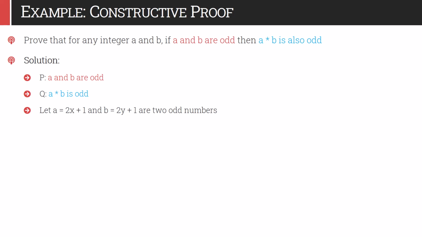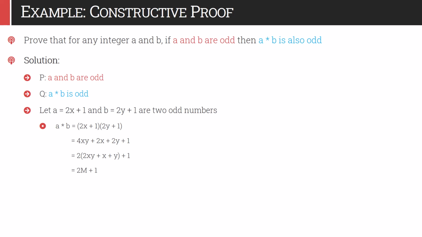To prove the conclusion, we have to multiply both the numbers. So A into B is equal to (2x plus 1) into (2y plus 1). Let us simplify them. That would be 4xy plus 2x plus 2y plus 1. From the first three terms, we can take 2 as common. So that would be 2 into (2xy plus x plus y).